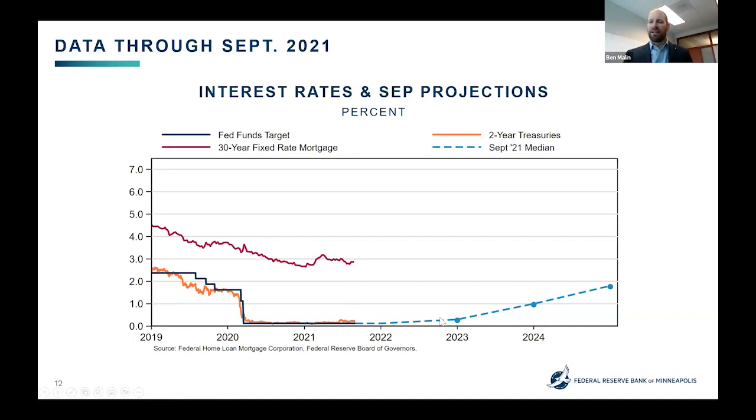This blue dashed line, as of September 2021, is the median projection, so again the middle of all these policymakers, of what they thought the federal funds rate would be at the end of 2023, which was at that time very low. And, I'm sorry, this is the end of 2022, so that's why I'm putting that dot. It shows up right by the 2023 tick, but it's the end of 2022. And at the end of 2023, around 1%, the end of 2024, 1.9%. Okay, so let's go forward now.